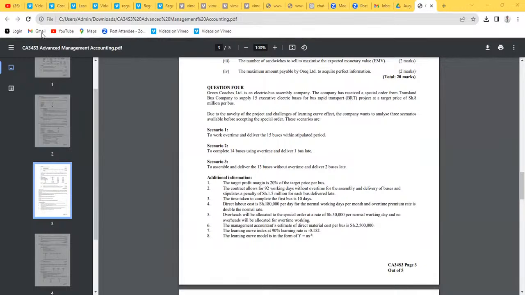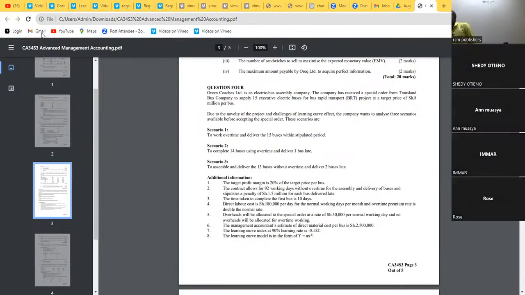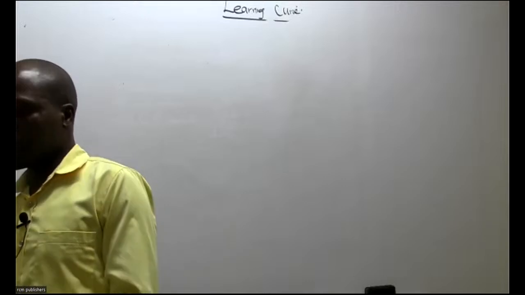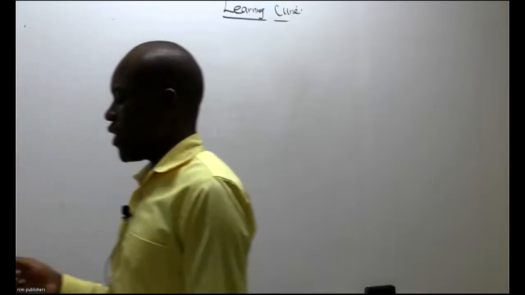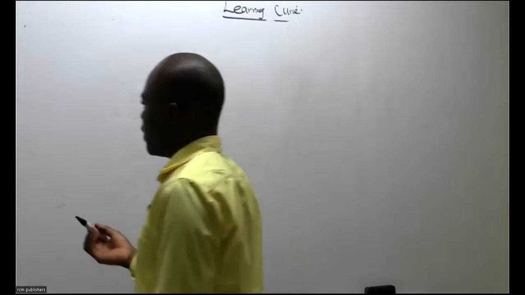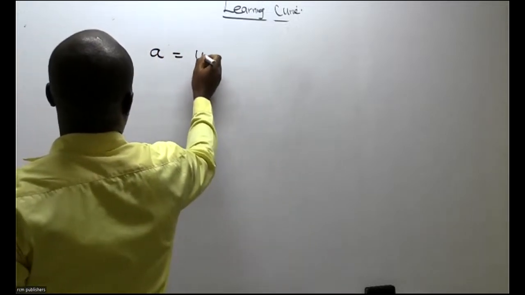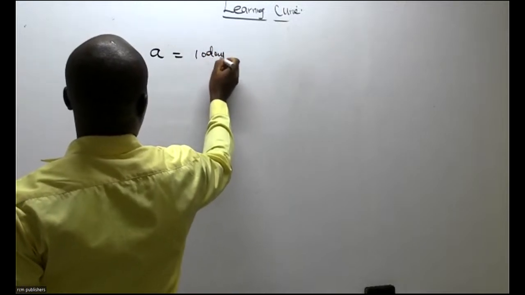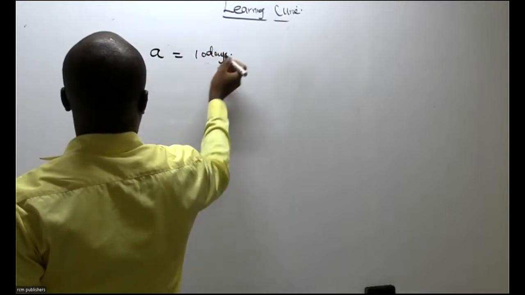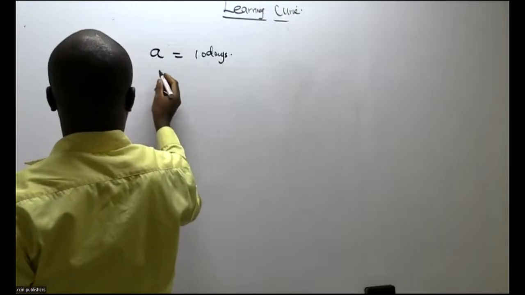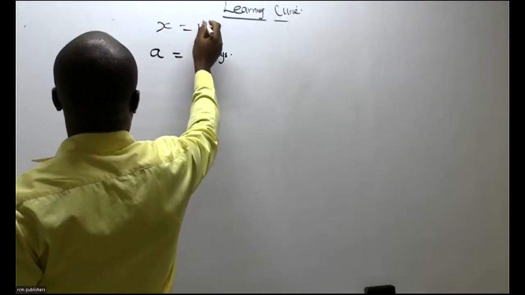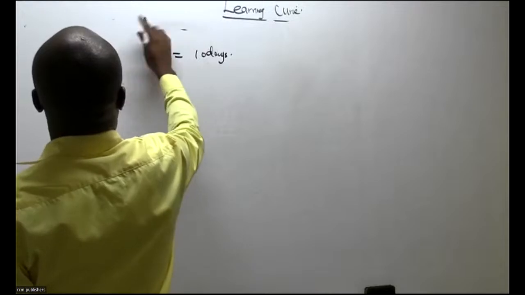Scenario number 1. We are being told that the number of days taken to produce 1 bus is equivalent to 10 days. These people are required to produce X, which is 15. So let's just start with the scenario.